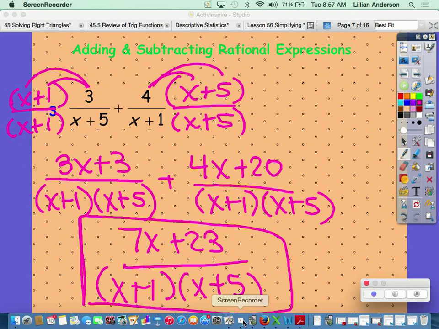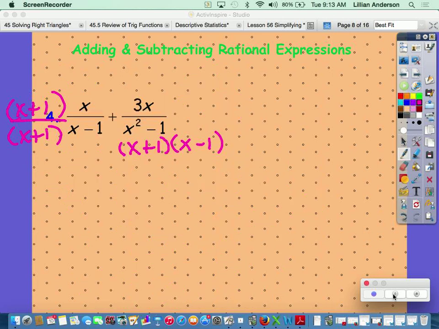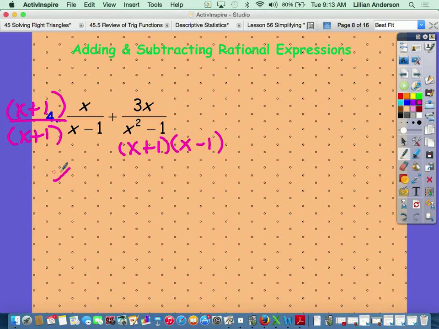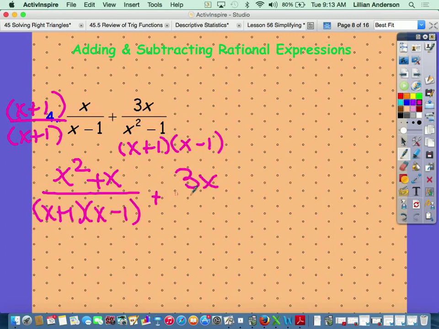Let's try 4, 5, and 7, okay? Those are the ones I want you guys to try. If you factor, again, you see that the left side is only missing an x plus 1, the right side is missing nothing. So that leaves you with an x squared plus x on the left side, and the 3x on the right side.